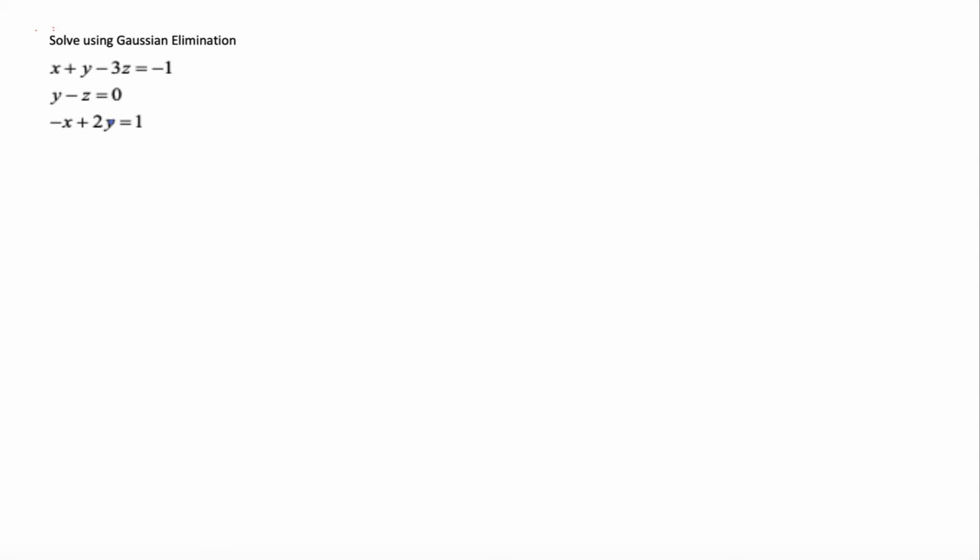All right, so we want to solve this 3 by 3 system of equations using Gaussian elimination. First thing we should do is, of course, put this in the augmented matrix. Now, you have to be careful with these, right? These are missing some variables, so make sure you put zeros in their place.